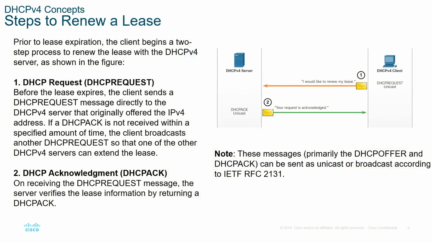Now, prior to the lease expiration, the client begins a 2-step process to renew the lease if necessary. Before the lease expires, the client can send a request once again to the server, requesting the server to renew it. The server can then reply back, verifying the information and returning a DHCP ACK, or acknowledgement.